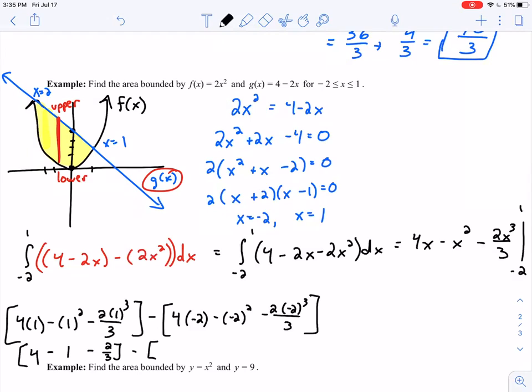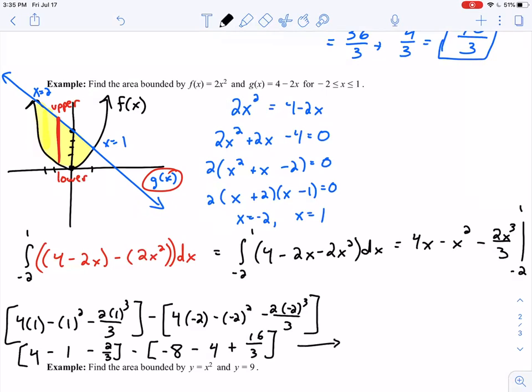minus, over here 4 times -2, I've got -8. -2 squared, that'll give me minus a +4. Minus here 2, let's see, -2 to the third would be -8 times this. I'll actually have plus 16 over 3, excuse me. This would be -8 over 3 times -2. Yes, 16 over 3.